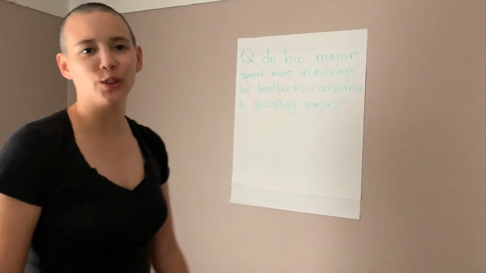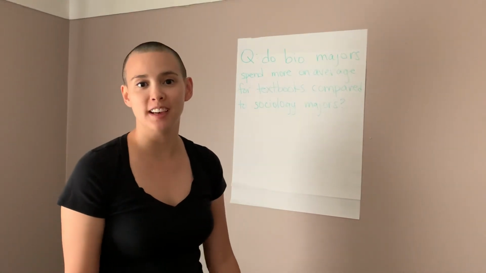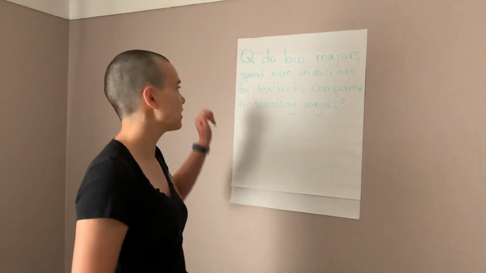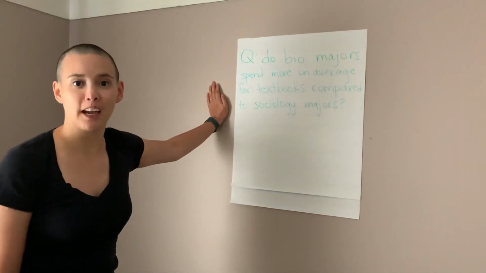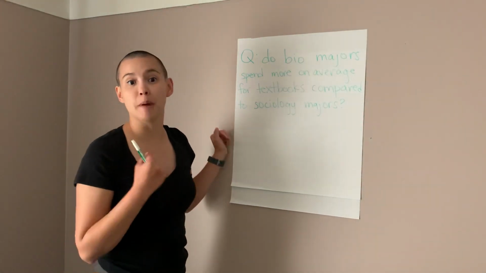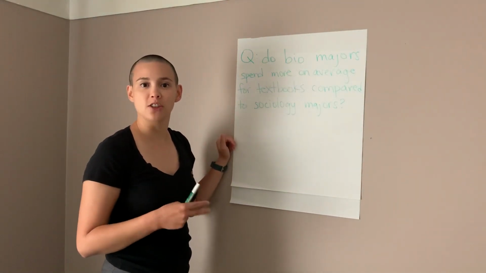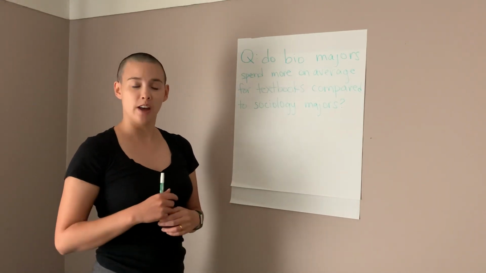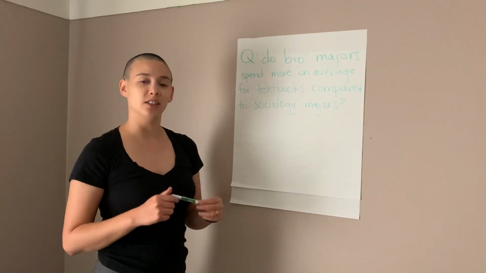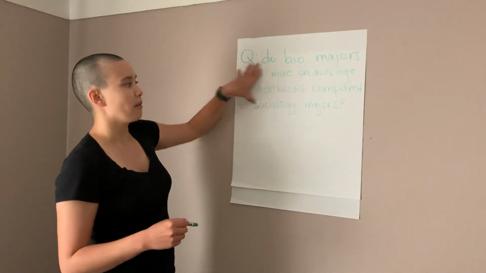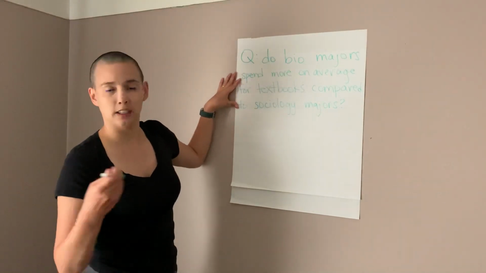In this video, we introduce hypothesis testing with the idea of the permutation test. So let's imagine we are interested in studying two groups of people and seeing how much they pay for textbooks. These two groups of people are biology majors and sociology majors. We suspect that biology majors, on average, pay more for their textbooks each semester compared to sociology majors. So that's our big research question in English.